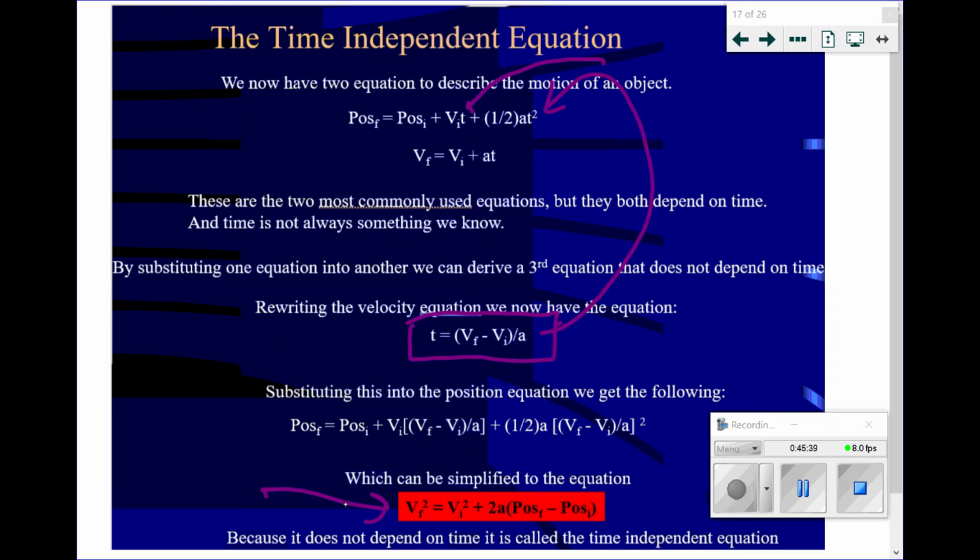This is very useful because there are going to be cases where no one was with a stopwatch. We have an object that slid across the floor. No one measured the time, but we need to know how fast it was moving or how far it is going to slide before it stops, but we don't know the time. So this formula gets you there independently of the time.